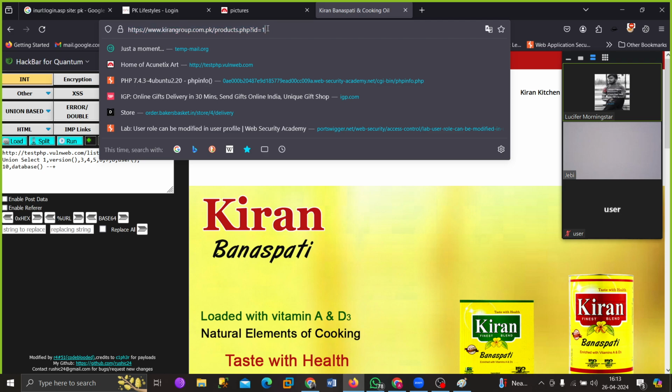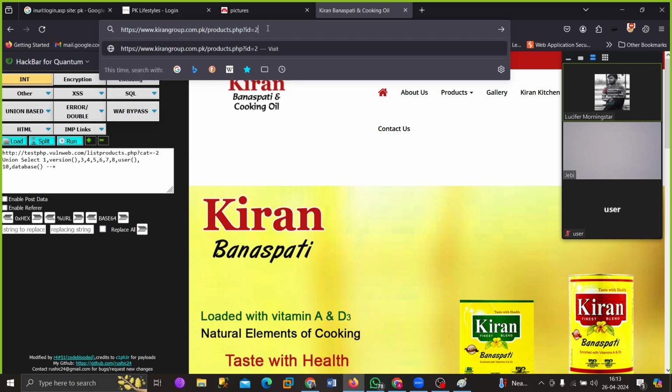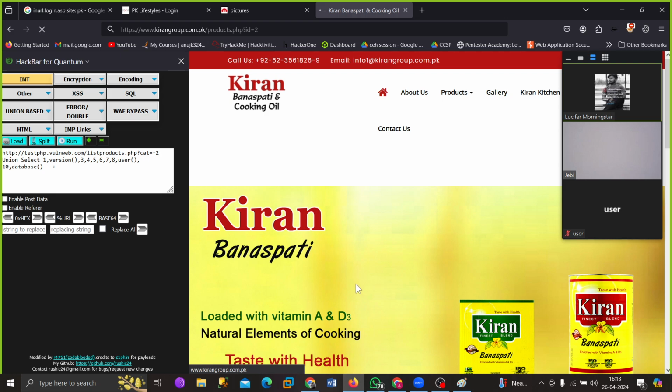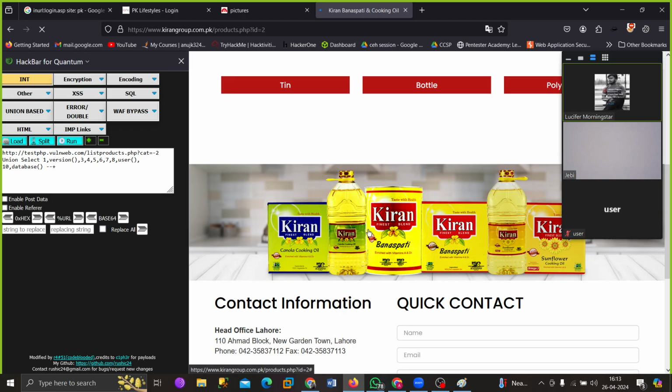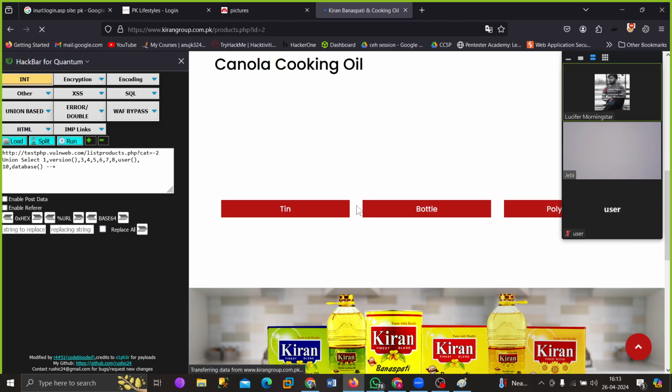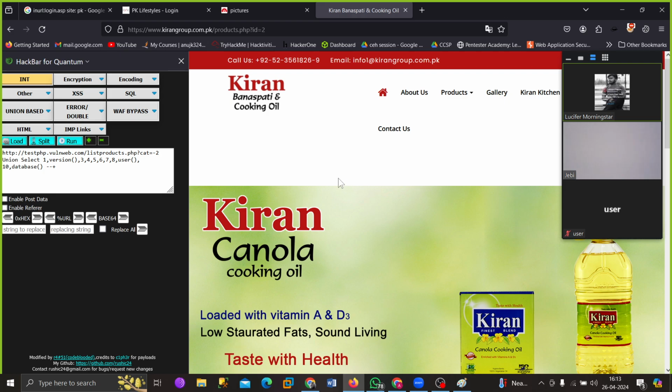Okay, will it change? Yes, it does get changed, guys. It is reflecting, right? You get it? Yeah, it's reflected. So now as we got to know that the parameter is reflecting, I mean reflection is there, right?